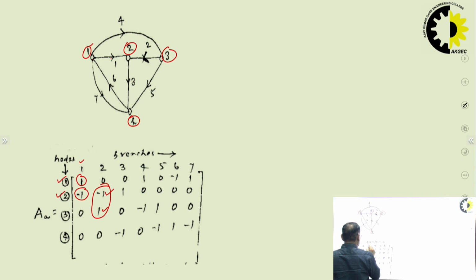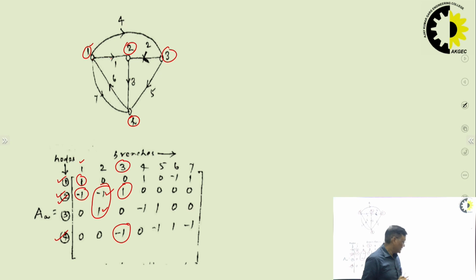Similarly, the third branch is in between 2 and 4, so 2 and 4, this and this. It is away from node 2, so it will be plus 1, and it is towards node 4, so it is minus 1. So in this way we can obtain this complete incidence matrix.